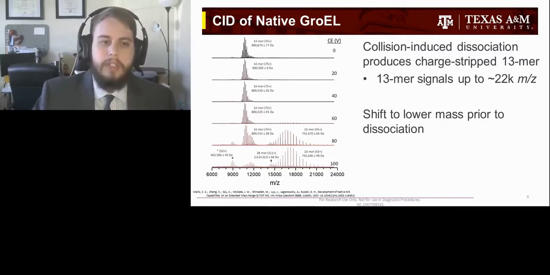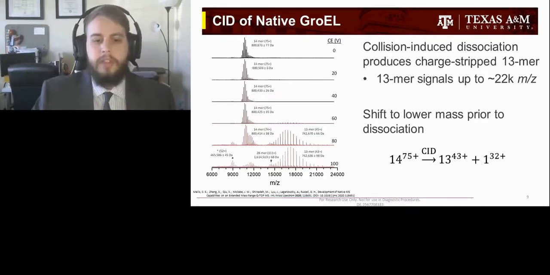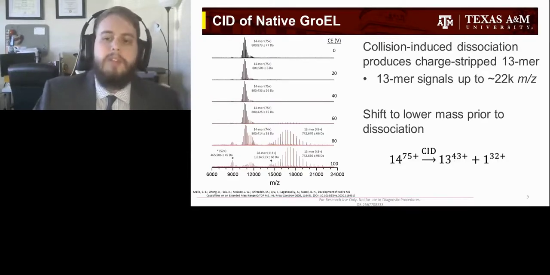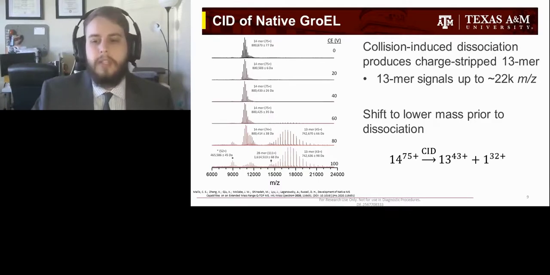So from this data, as well as the data shown previously, we can start to put together these molecular formulas where we have a 14-mer with a 75 plus charge as the centroid, and this is going to dissociate into a 13-mer with around 43 plus and a monomer with around 32 plus, based on the CID mechanisms here.